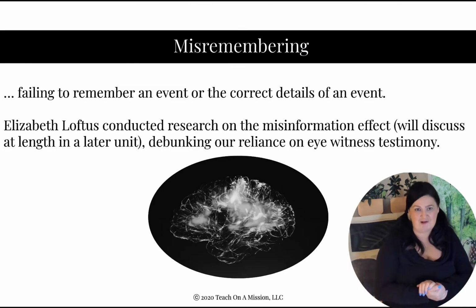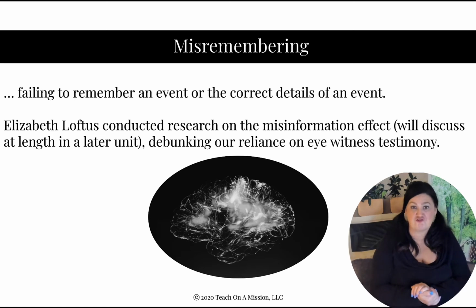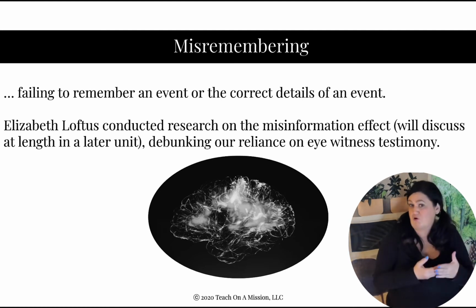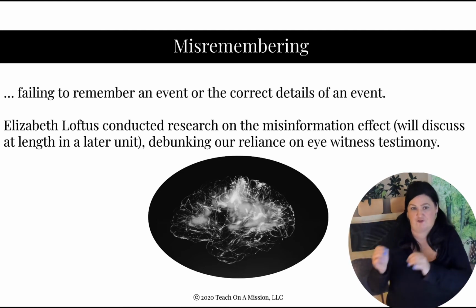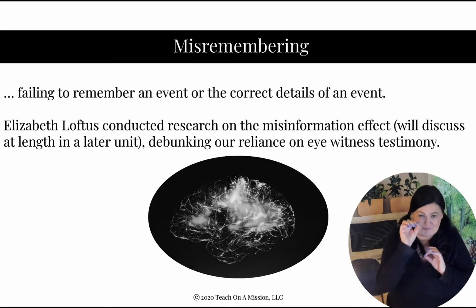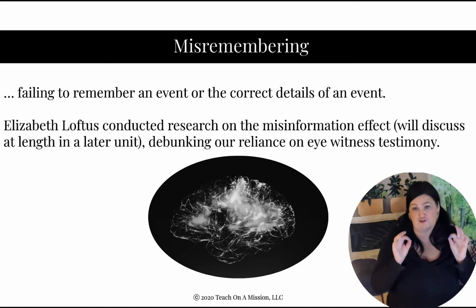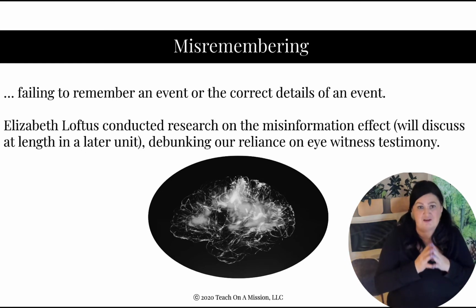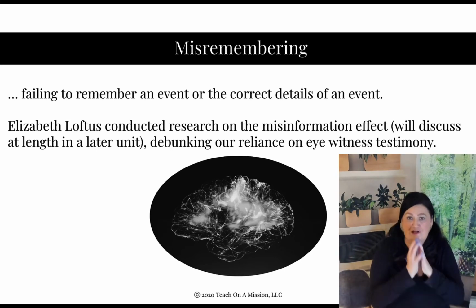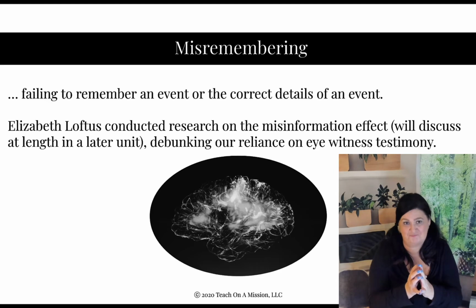Okay, so first up is a phenomenon known as misremembering, which is pretty much self-explanatory. It's when we don't remember an event or we don't remember the correct details of a particular event. I could go on for a whole hour here on memory alone and not even chip at the mountain of what we know about the human brain and memory. We'll be covering that a lot more in other units, but I will say here, misremembering can be defined as failing to remember an event or failing to remember the correct details of an event.